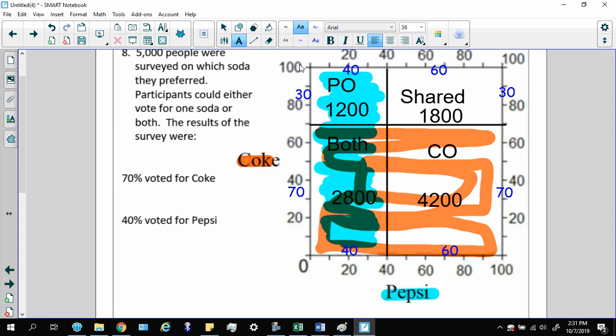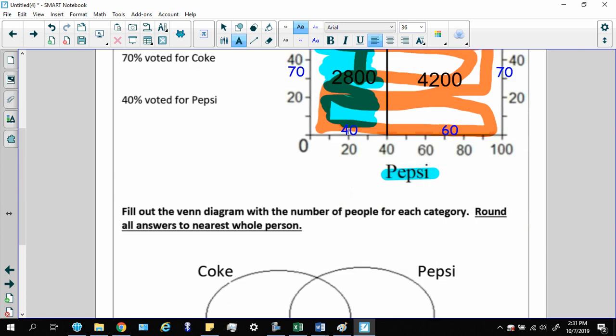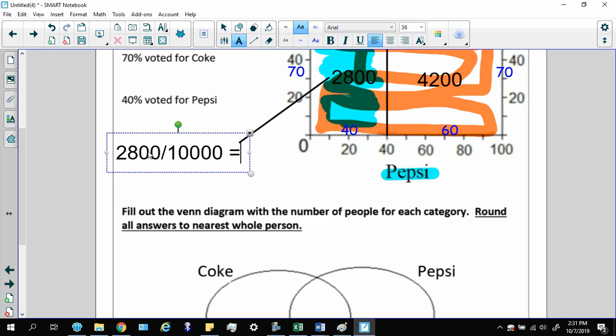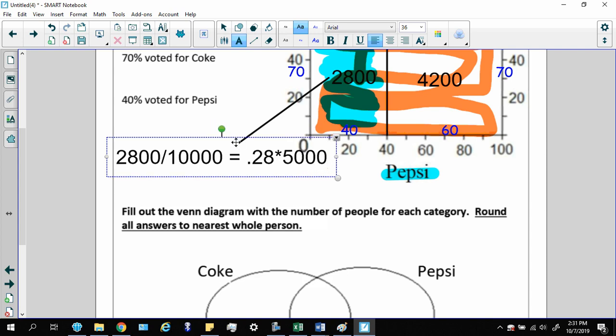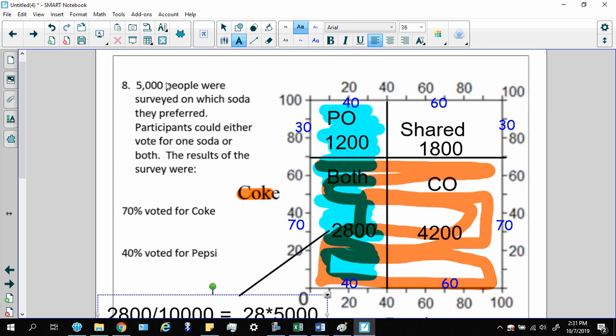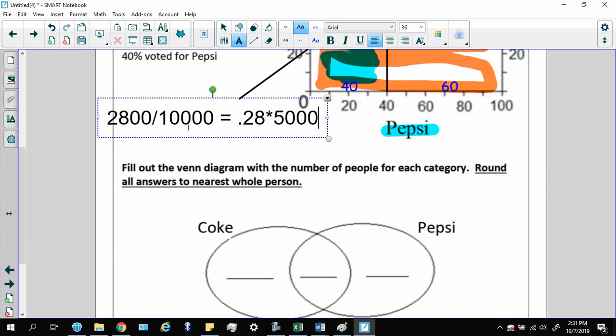We're going to divide that. Well, actually, we'll just go ahead and do the both. The both is 2800, so I'm just going to, off to the side here, 2800. I'm going to divide that by 10,000, and I'm going to get 0.28, and I'm going to times that by 5,000. Let me write that. I'm going to times that by 5,000 because that's the number of people that were surveyed. All right. So 0.28 times 5,000, that gives me 1,400.